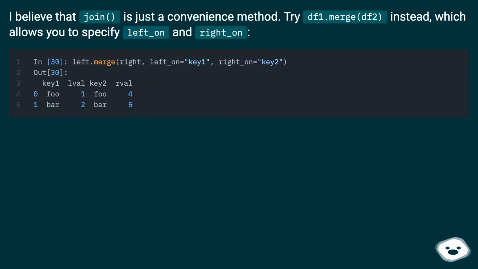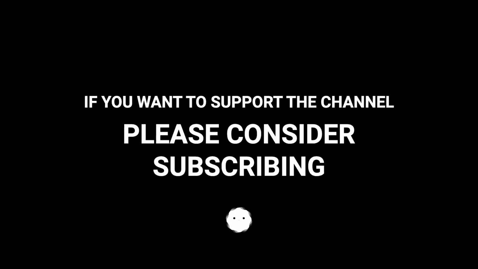I believe that join is just a convenience method. Try df1.merge(df2) instead, which allows you to specify left_on and right_on. If you also want that, please consider trying.